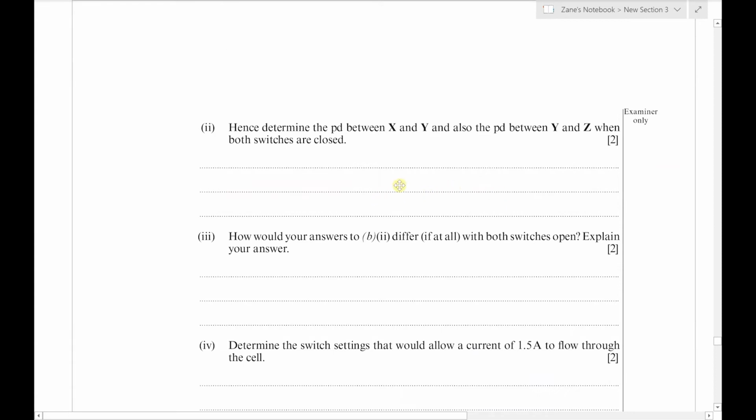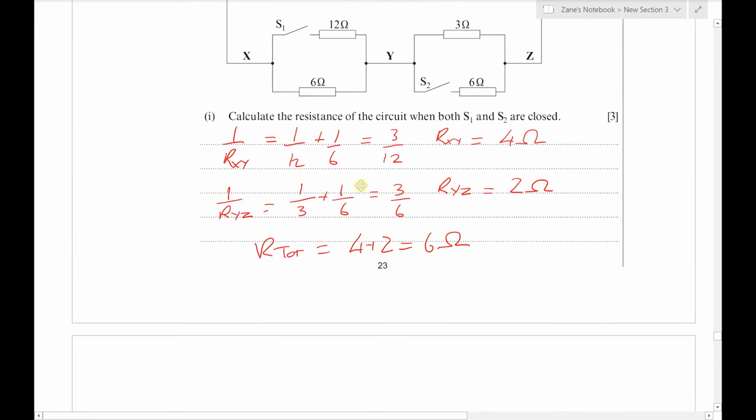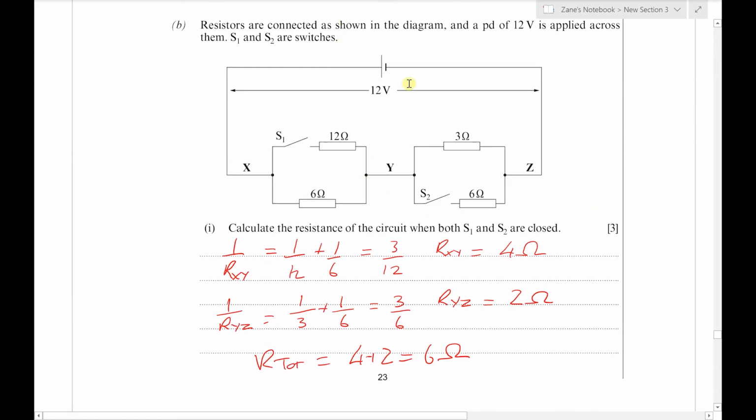For the next part of the question, we've got to determine the PD between X and Y and also the PD between Y and Z when both of the switches are closed. There's various ways of doing this. One way would be to realise that the original circuit simplifies down to a 12 volt supply connected to a 6 ohm resistor, and hence that the current in the circuit would be 12 over 6, 2 amps. Then we could apply V equals I times R. The resistance between X and Y is 4 ohms, so the PD between X and Y would be 2 times 4, which is 8 volts, and the PD between Y and Z would be 2 times 2, which is 4 volts, adding up to the 12 volts that we've got.